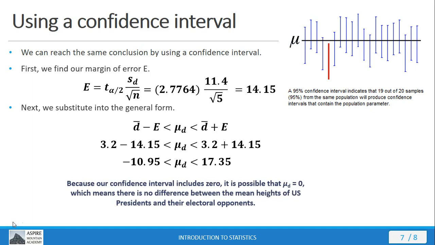And because 0 is inside the confidence interval, that means it could potentially be the value that we're looking for. And that means that if the value is 0, then there's no difference between the two groups. And therefore, we come to the same conclusion that there's not enough evidence to support the claim that presidents are taller than their opponents, because this is saying there's no difference between them.